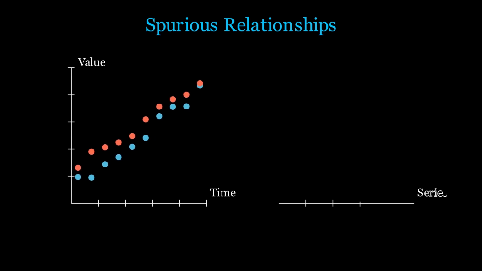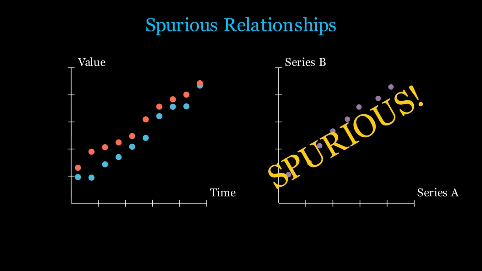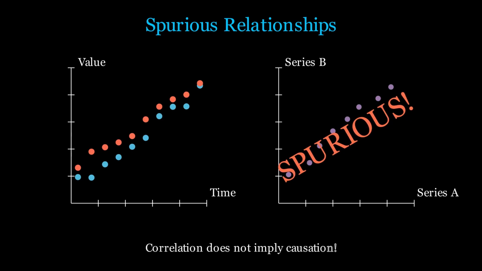Another way to imagine this is to plot the values against each other in a scatter plot, where each value occurs at the same time. It looks like Series A and Series B are causally related, doesn't it? A nice positive correlation. But just because two things go up over time, it doesn't mean one causes the other. Correlation does not imply causation. Don't let them trends fool you.